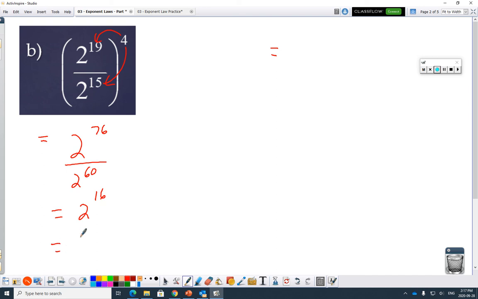I would say 65536 is sort of on the edge. You know, maybe it's better to write as 2 to the power of 16, but if you write 65536, that's okay. Can anyone see another way I could have done this?